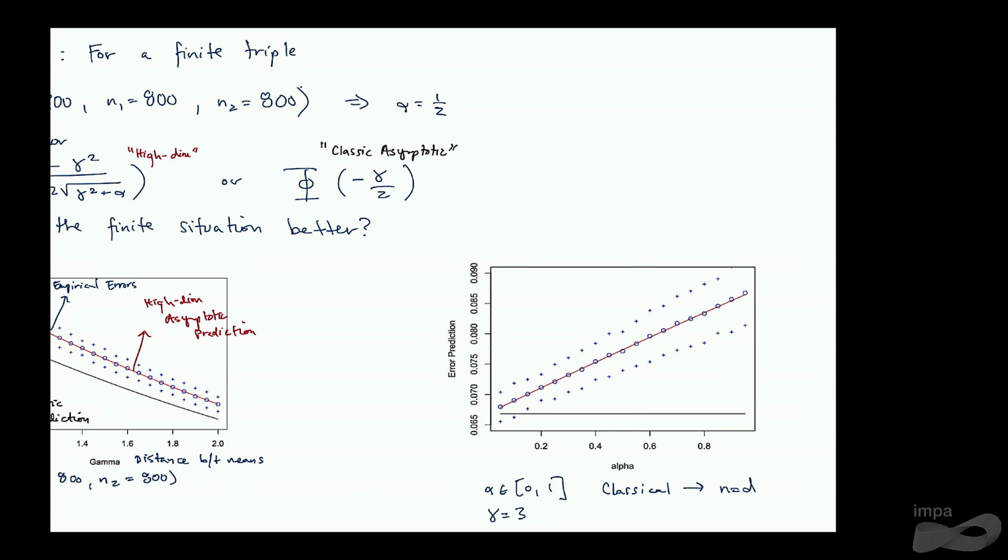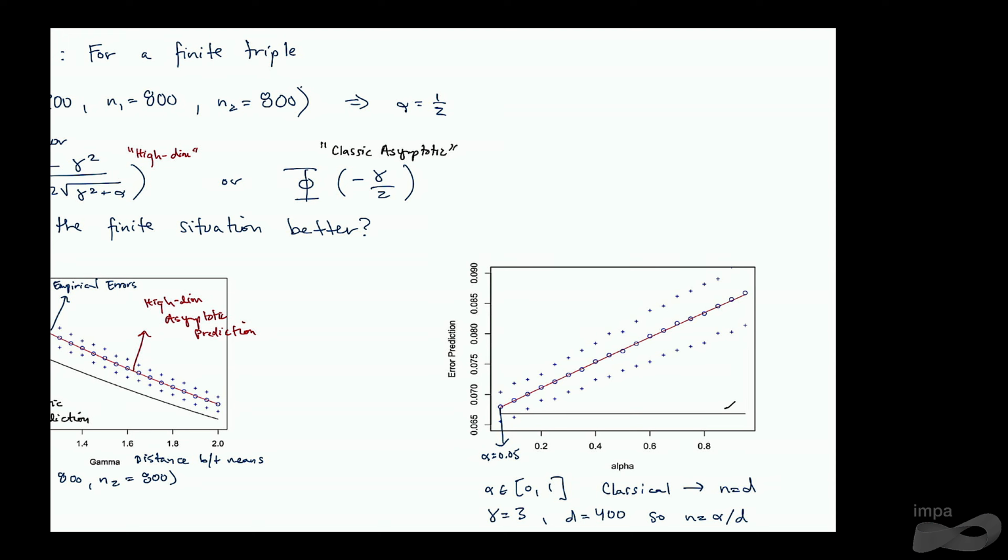I took our distance to be 3 between the means, and d equals 400. So n equals d over alpha is going to change. But even at the first point I plotted, alpha equals 0.05, we're only a little bit high dimensional, but it's already beyond the classical regime.